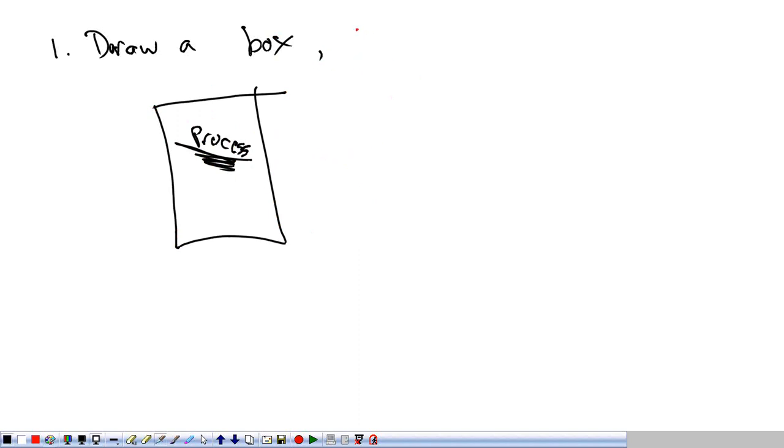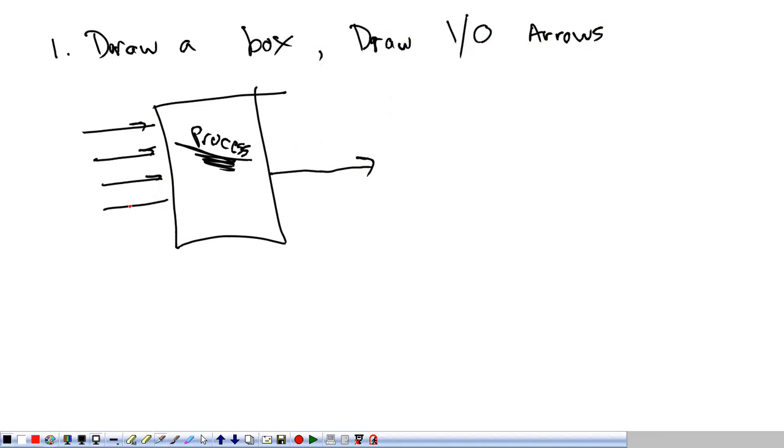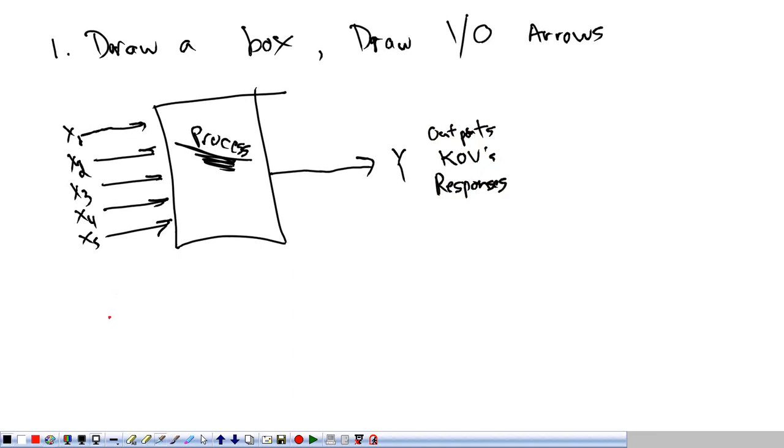The second thing is we're going to draw arrows, our input and output arrows. These are the variables that we're measuring. This is our data. And I really do mean this. Really draw it. These are our y's, our outputs, and these are our x's: x1, x2, x3, x4, x5, but it could be any number of x's. We've been calling these outputs, or KOVs, or we'll even call them responses. And on this side, we have our inputs, or sometimes we call them drivers. Is all this making some sense?